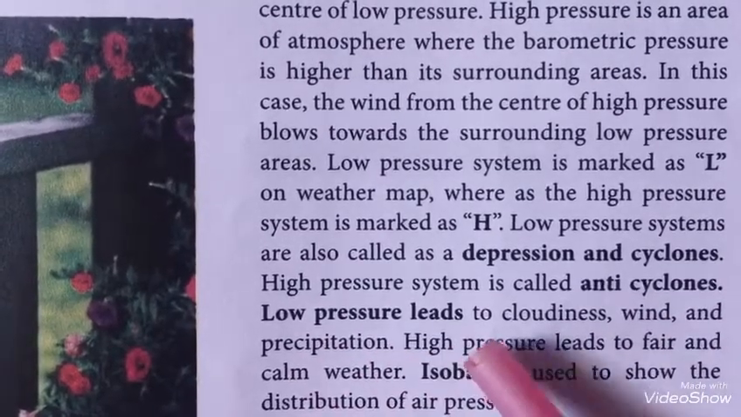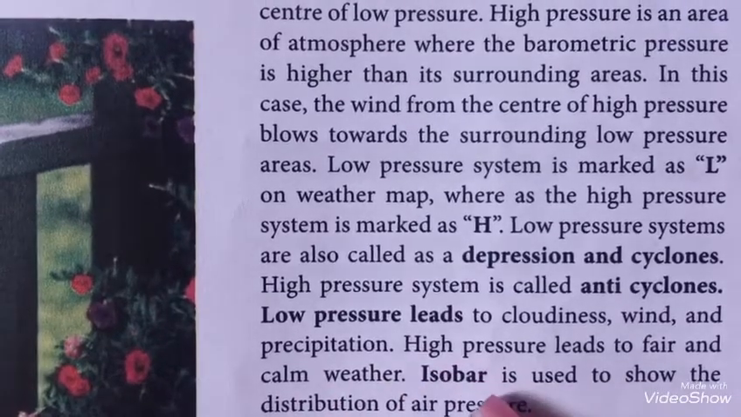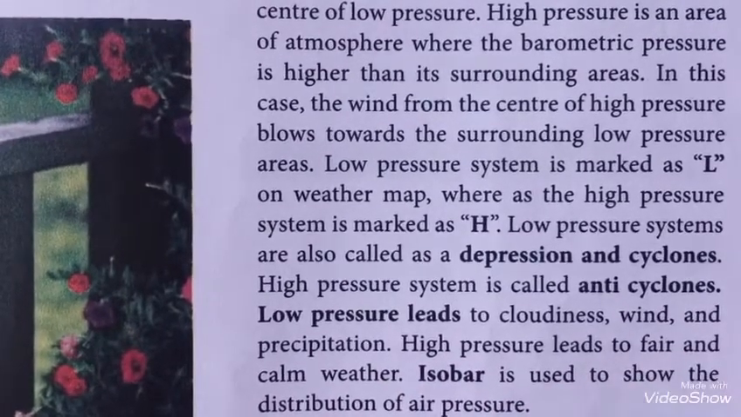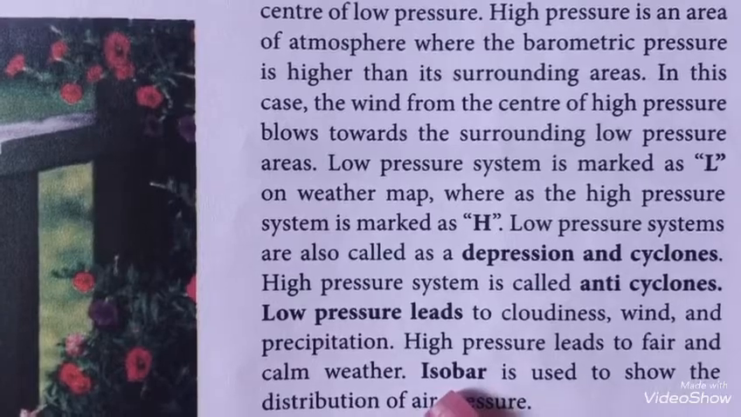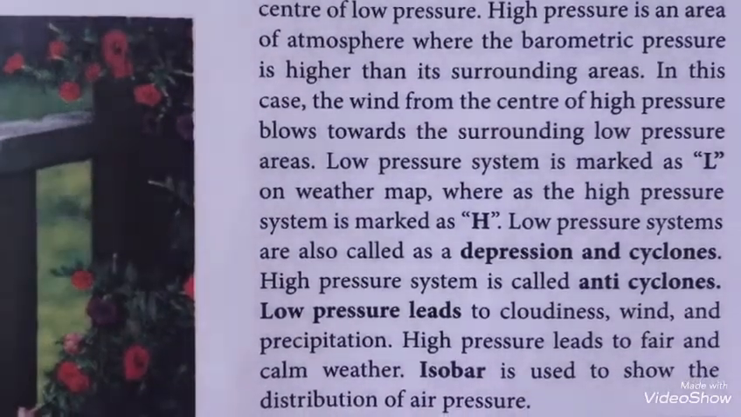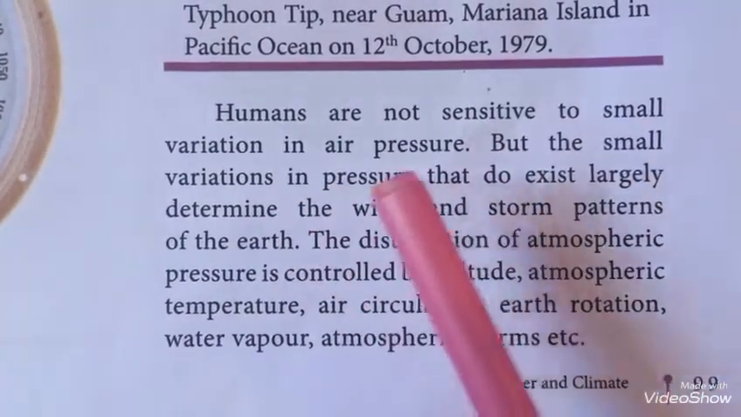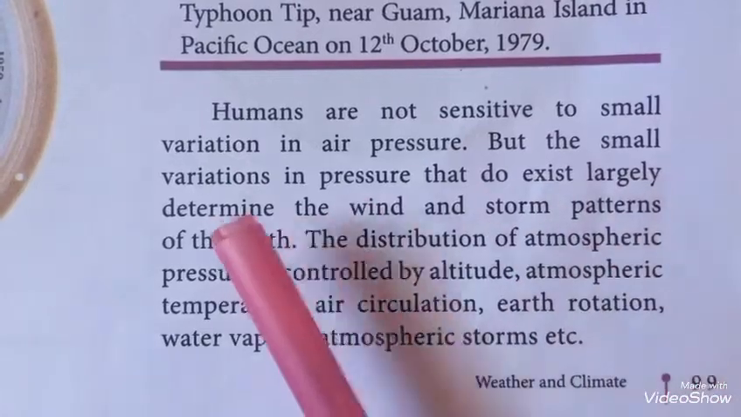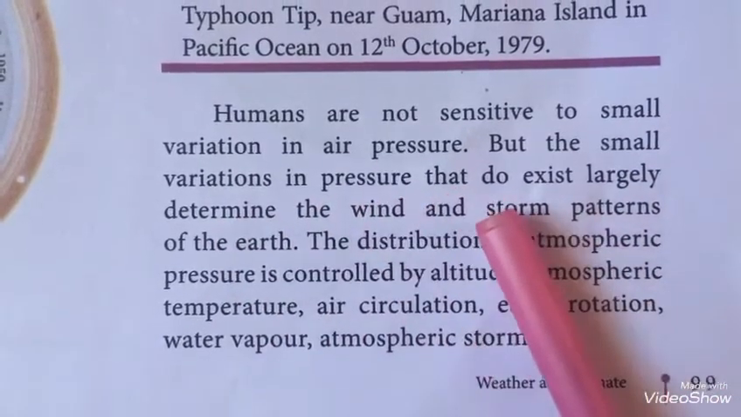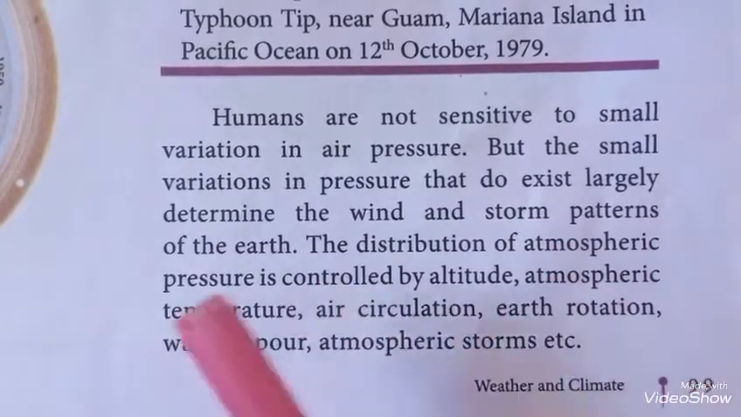Low pressure leads to cloudiness, wind and precipitation. High pressure leads to fair and calm weather. An isobar is used to show the distribution of air pressure. Humans are not sensitive to small variations in air pressure, but the small variations in pressure that do exist largely determine the wind and storm patterns on the earth.